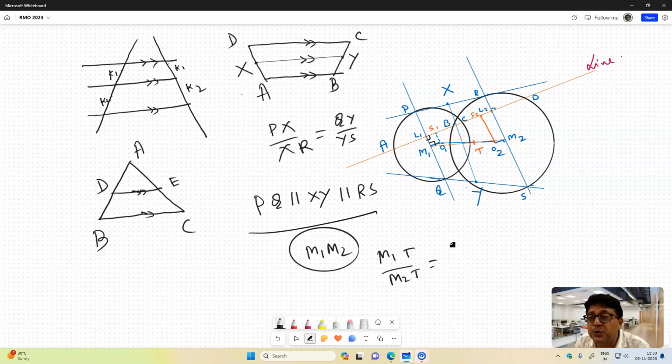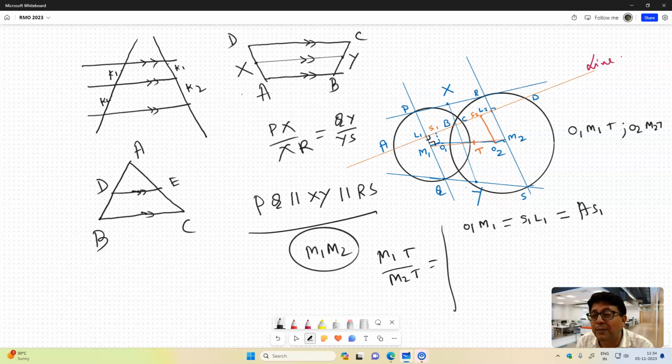To prove this, we take these two triangles. Which two triangles? O1M1T and O2M2T. First thing, we can easily prove that O1M1 equals O2M2. How to prove? O1M1 equals S1L1, which is AS1 minus AL1. AS1 is how much? From O1 you have dropped a perpendicular, so AS1 will be half of AC. And AL1 will be half of AB. AC minus AB is BC, so it is half BC.